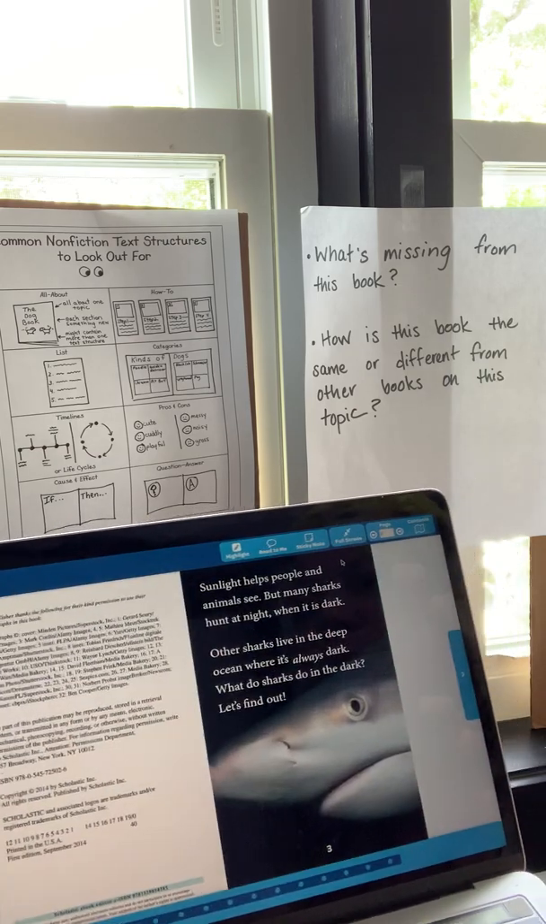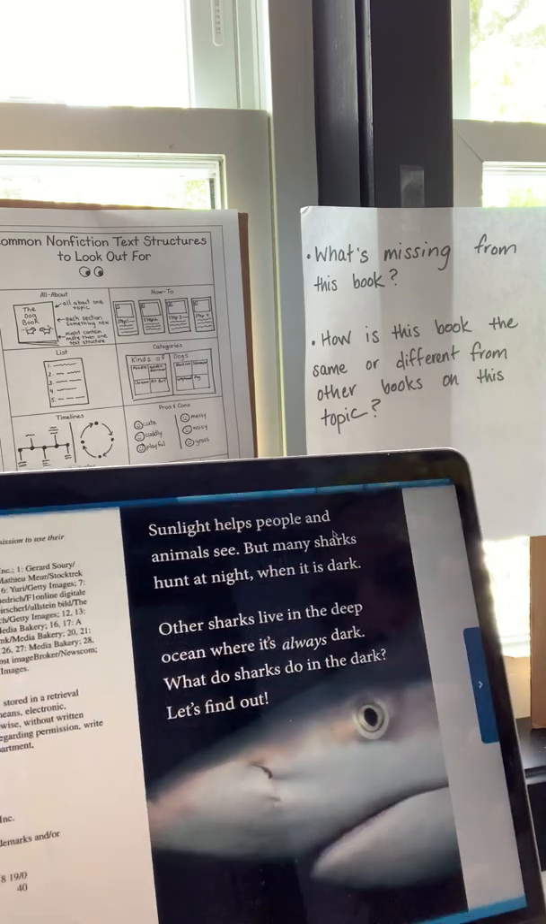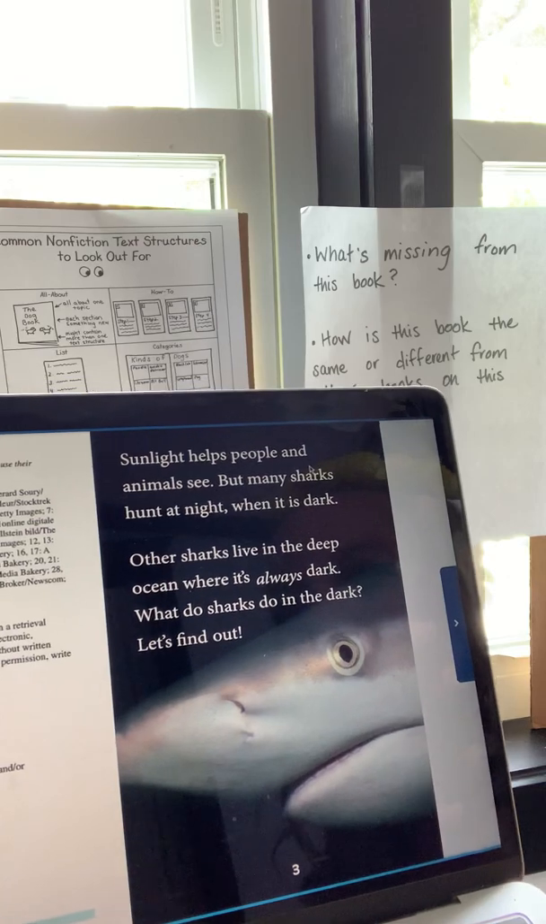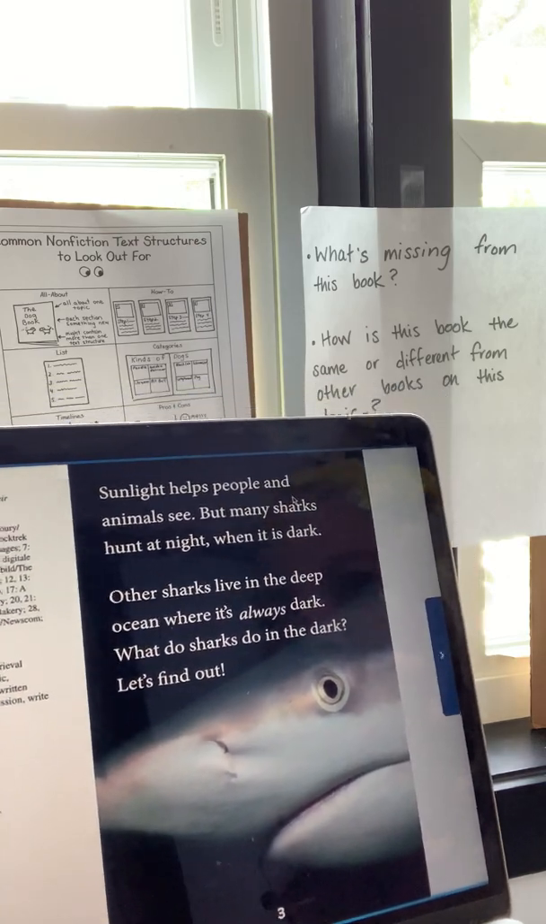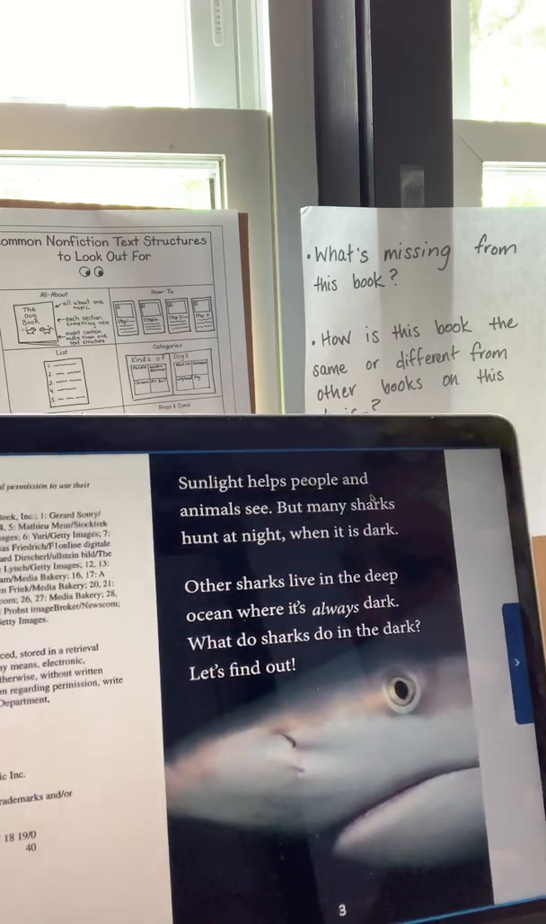Sunlight helps people and animals see, but many sharks hunt at night when it is dark. Other sharks live in the deep ocean where it's always dark. What do sharks do in the dark?